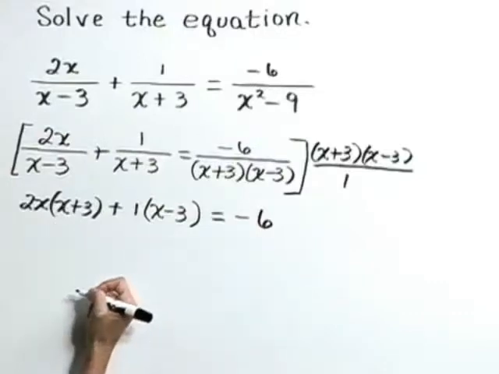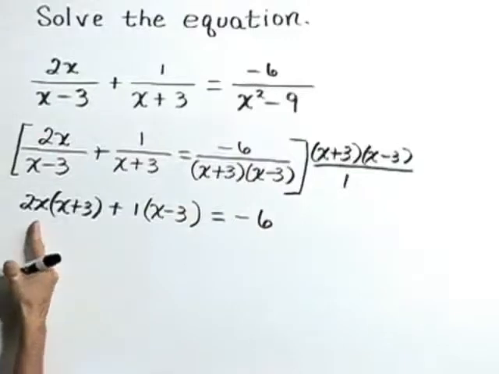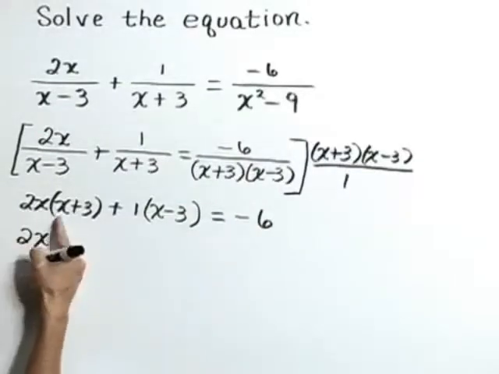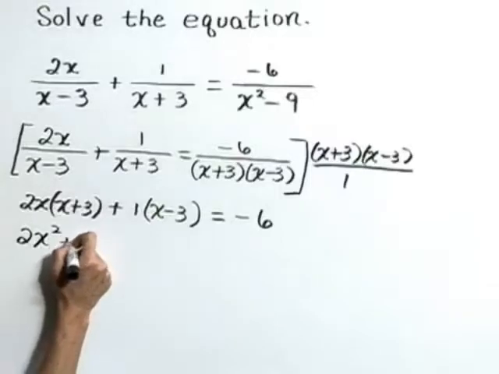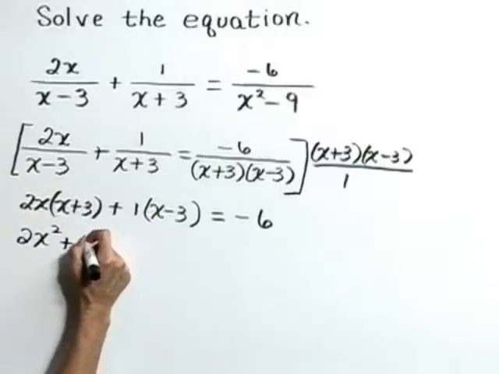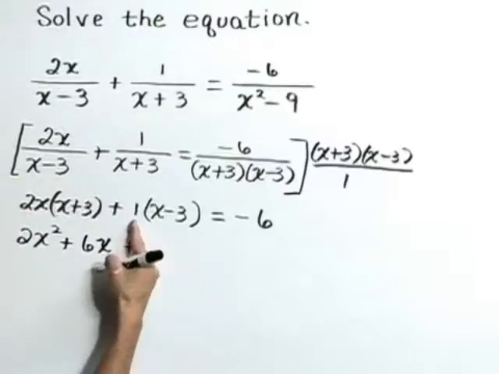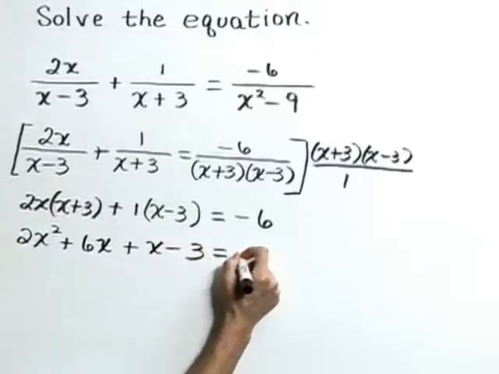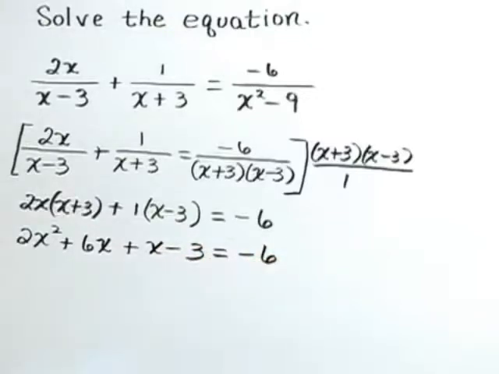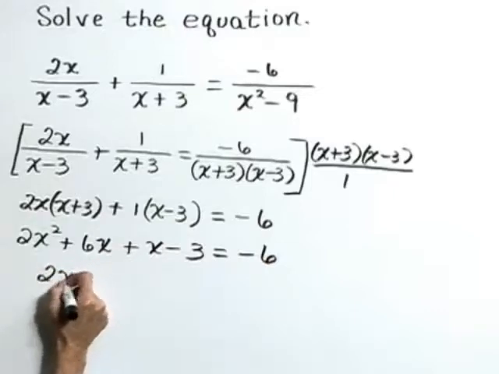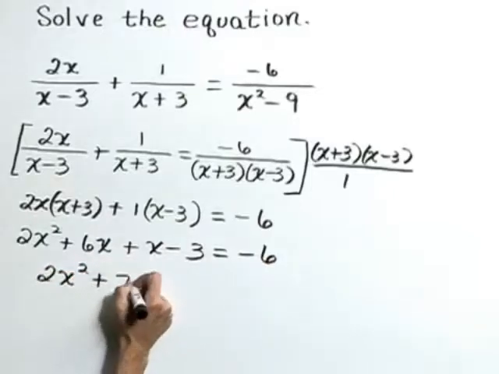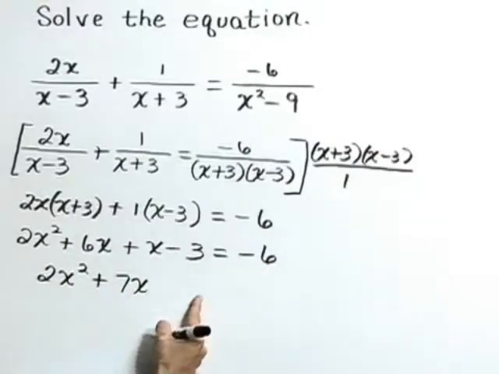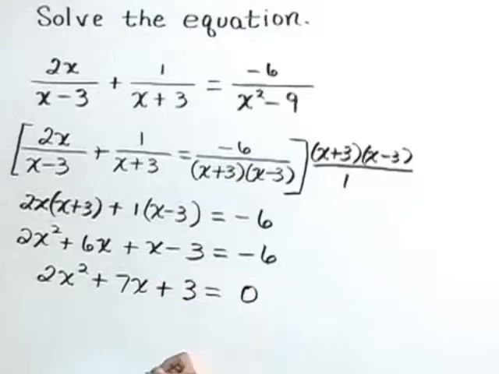Now let's solve the resulting equation. Let's clean up the left side by multiplying. 2x times x gives 2x squared, plus 2x times 3 is 6x. Multiplying 1 through this parenthesis gives a plus x and a minus 3. That's equal to a negative 6. Combining like terms, on the left we have a 2x squared plus 7x. And let's bring this 6 over as well, adding 6 to both sides. Negative 3 plus that 6 is a positive 3.